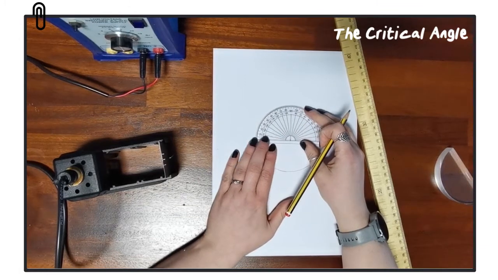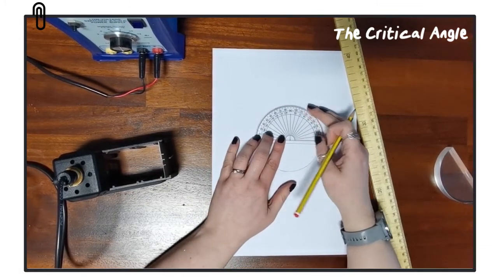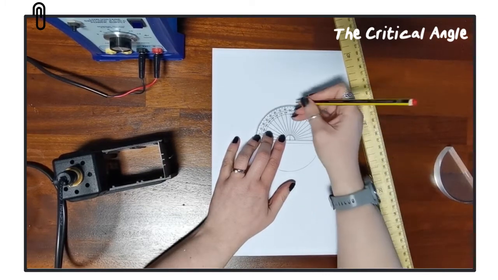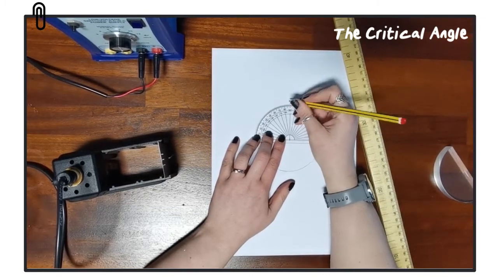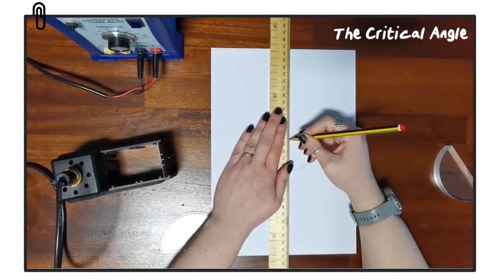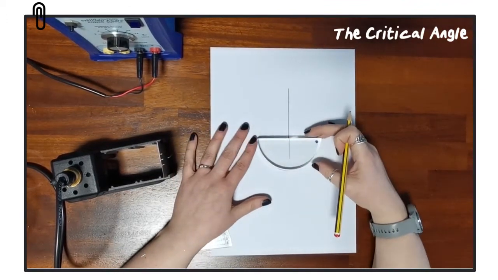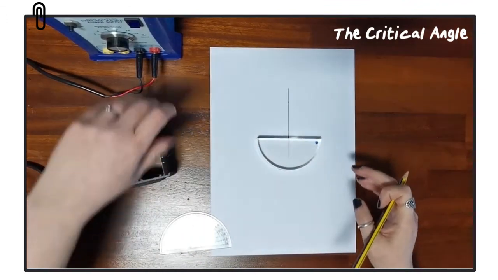So that means we're going to need to draw a normal to this point. Your normal is always drawn at 90 degrees to the surface of the material. So we need to make sure we use a protractor and measure that out carefully. We can then replace the block and then turn on the ray box.